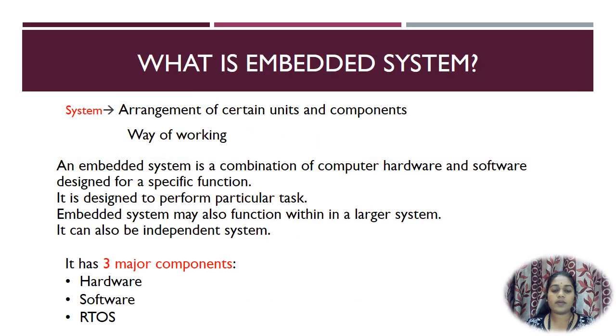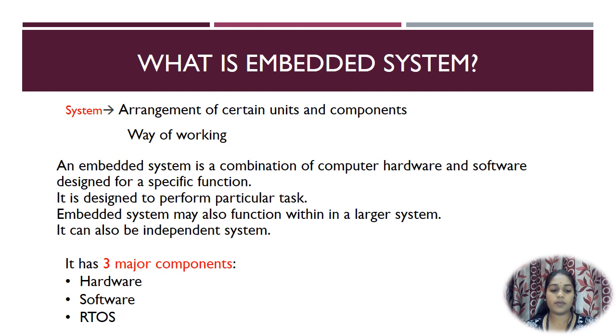Before knowing about embedded system hardware, we need to know what is embedded system. The term system refers to the arrangement of certain units and components or the way of working. We can also say that there is a simple line that describes embedded system: something that is attached to another thing. And also it has application software and computer hardware. An embedded system is a combination of computer hardware and software which performs particular tasks. An embedded system may also function within a larger system and it can also be an independent system.